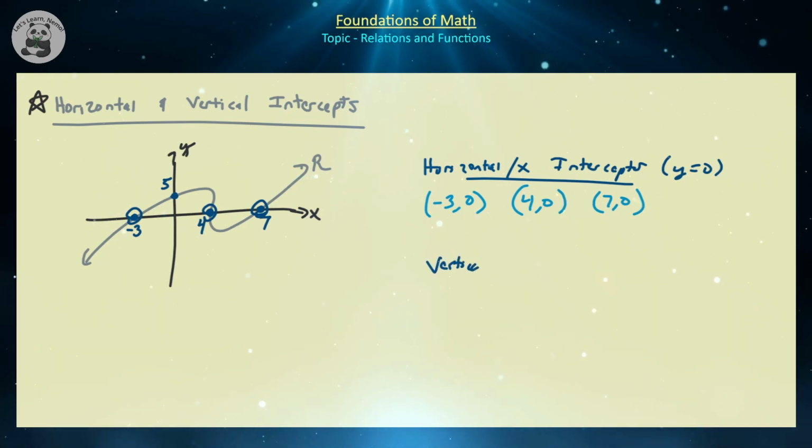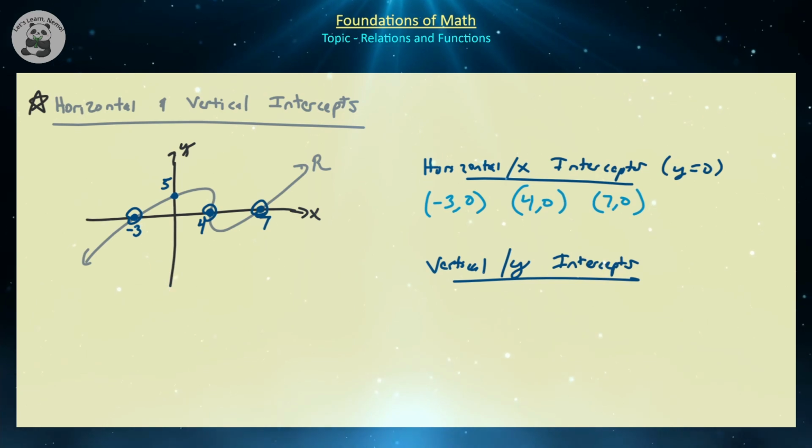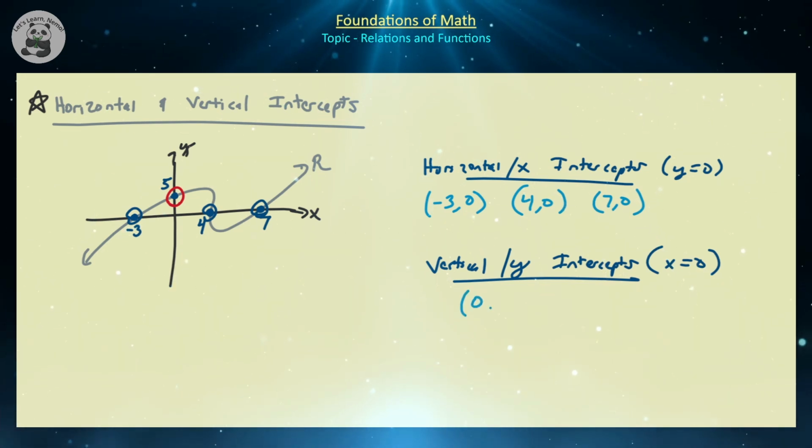Similarly, one can find the vertical intercepts, and since the vertical axis is the y-axis, then these are also called y-intercepts. And notice that y-intercepts, which are the points circled in red, do not have any distance to the left or the right of the y-axis. Therefore, the x value associated to y-intercepts is always going to be equal to 0 as well. So notice that we only have one y-intercept here. Therefore, the y-intercept is going to be the point 0, 5.